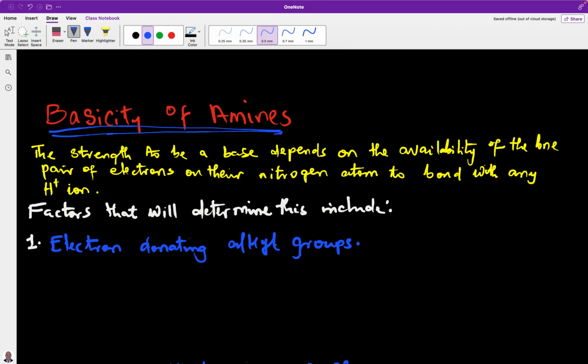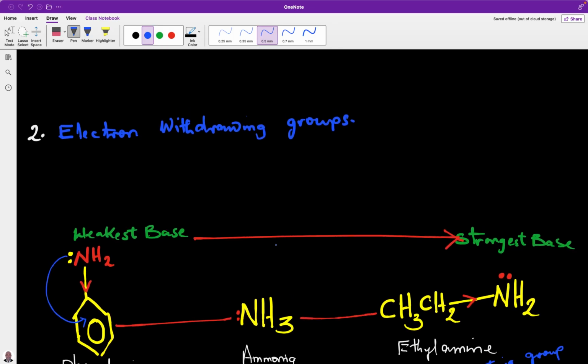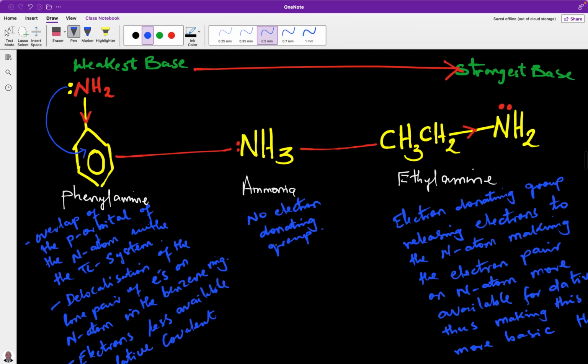On the other hand, when there is an electron withdrawing group, like in the case of phenylamine, the electrons will flow into the benzene ring. The lone pair of electrons on the nitrogen will now be delocalized into the benzene ring, making electrons less available on the nitrogen for what? For dative covalent bond. When electrons are less available for coordinate bonding with a hydrogen ion, that amine becomes less basic.